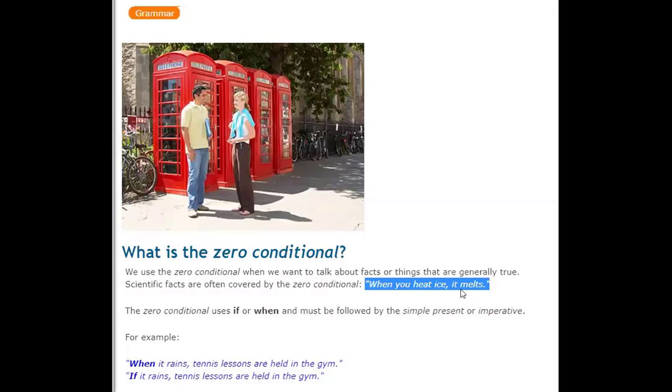Now pay attention to the tense. Here it is present. The tense is present simple, and here it is also present simple. So in both of these there would be present tense. When you heat ice, this is the first part, and then this is the other part. Now in conditional tenses, mostly you would use if, but you can also use when. But when we talk about conditionals, we mean we talk about the if.